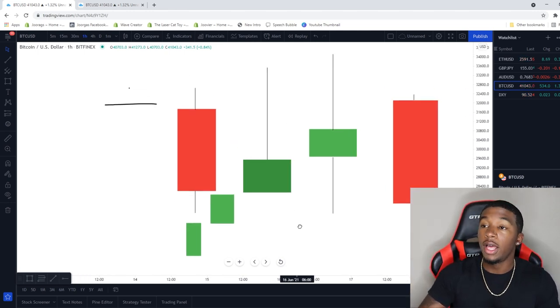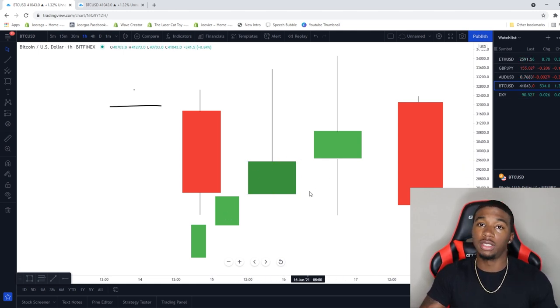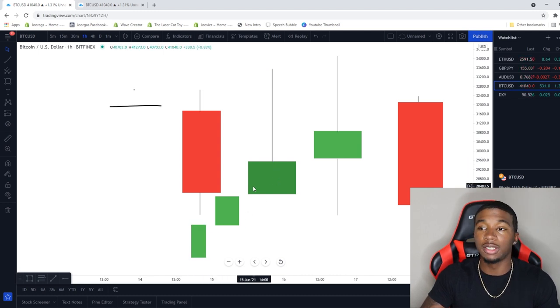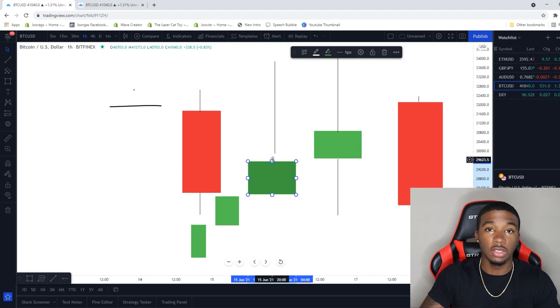Very simple stuff. So if it's on an uptrend and I'm trying to go in for a sell, I'm waiting for the price to tell me, okay, the price is about to go down. I want to go in for a sell. I would look for something like this, an inverted hammer, a green inverted hammer. And basically why I would look for this is just due to the fact that we have a bunch of candlesticks going upwards.